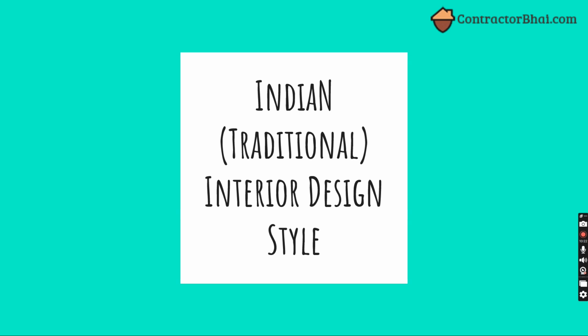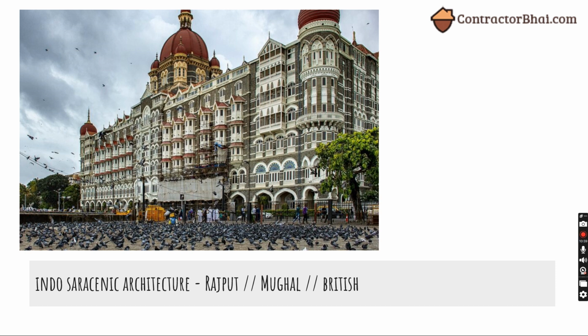Next is Indian traditional interior design style. So far we spoke about modern interior style, then contemporary design style, then Scandinavian design style. Now we are talking about Indian traditional design style. Before we understand that, there is one term which you have to understand, which is known as Indo-Saracenic architecture. Inside India, in Mumbai, Delhi, Kolkata, and many other parts of India, you will see these old monumental buildings. These buildings have a touch of Rajput architecture, a Mughal touch, and a British touch.